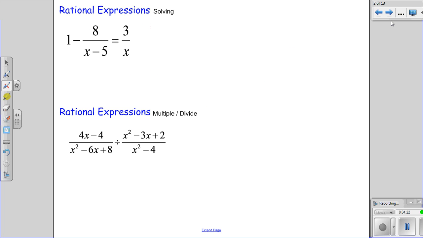All right, let's take a look at our example here. Solving is very similar. If we want the two expressions on each side of the equal sign to equal each other, that means we have to have a common denominator and a common or equal numerators.